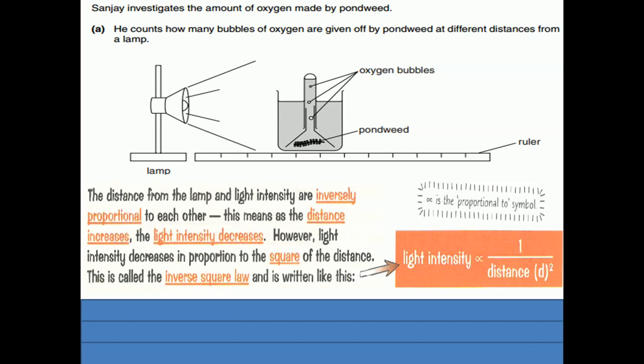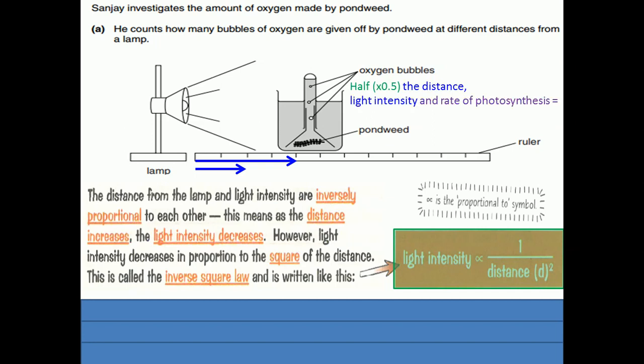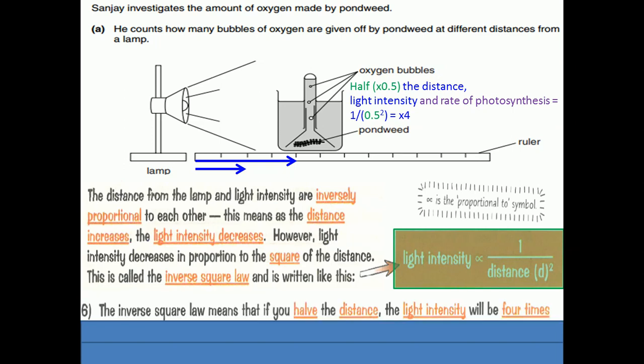However, light intensity decreases in proportion to the square of the distance, and this is known as the inverse square law. So we could say that light intensity is proportional to 1 over distance squared. So if you got a distance a pondweed is away from a lamp, and we were to half that distance, we could say that the light intensity now is 1 over half squared, which is times 4. So in other words, when you half the distance, the light intensity is 4 times greater.